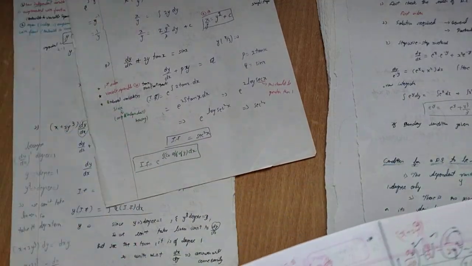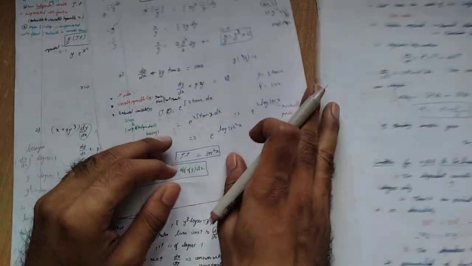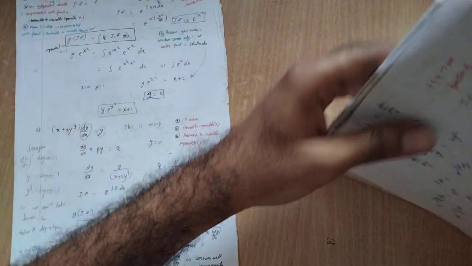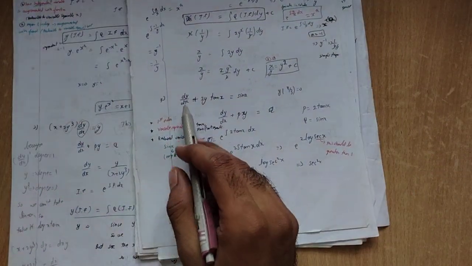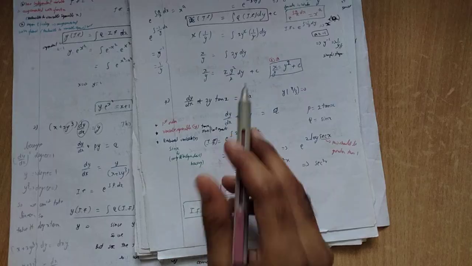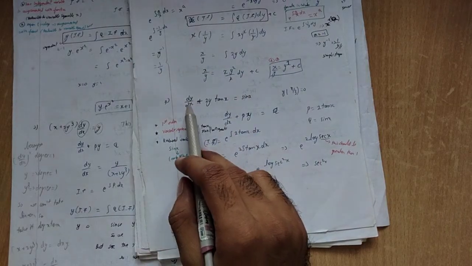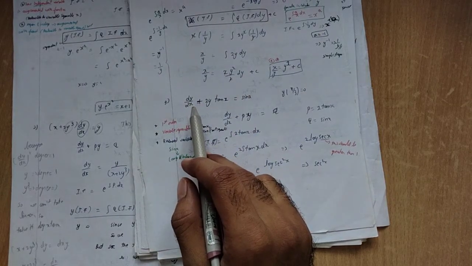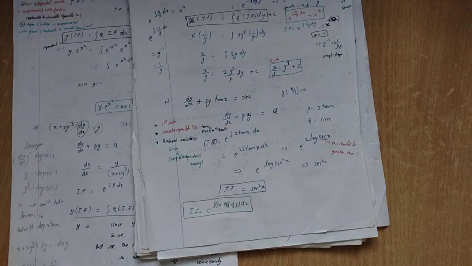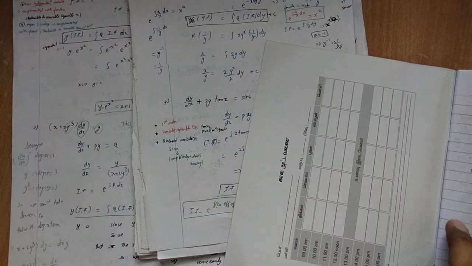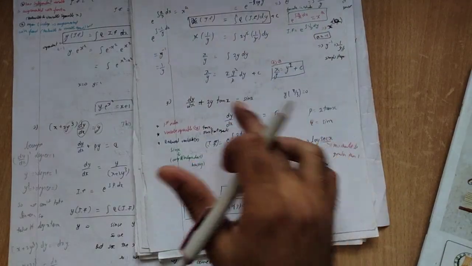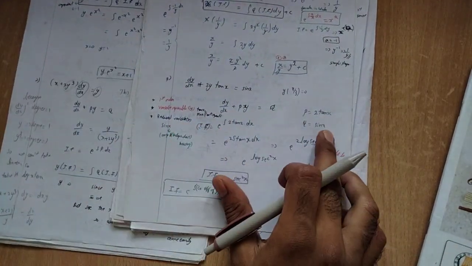So I'll explain the equation here. dy/dx = 2y tan x + sin x. You can see here we need to convert. Here we can go according to the dy variable itself. So p = 2 tan x and q = sin x.